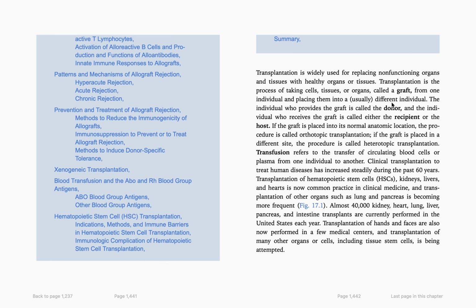We'll discuss xenogeneic transplantation, blood transfusion, and ABO, and also Rh, the rhesus group antigens. We'll discuss hematopoietic stem cell transplantation, indications, methods, and immune barriers. So it's like we are putting immunology into practice again. So without further ado, let us go.